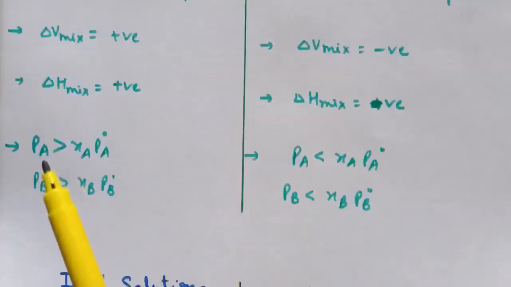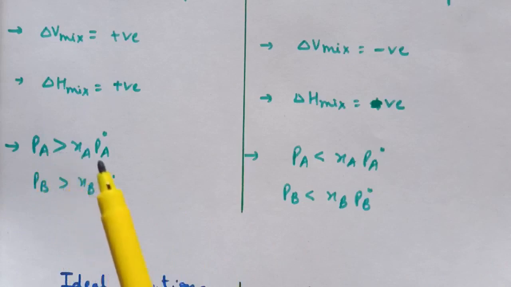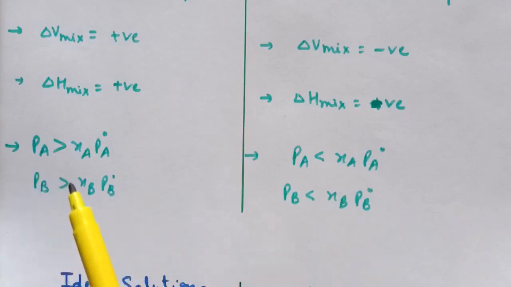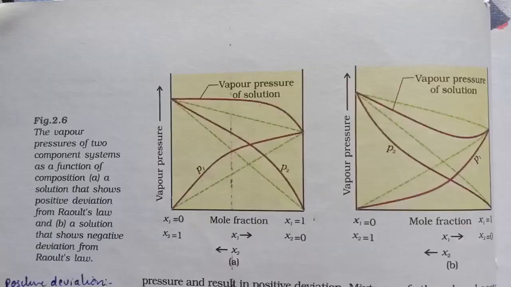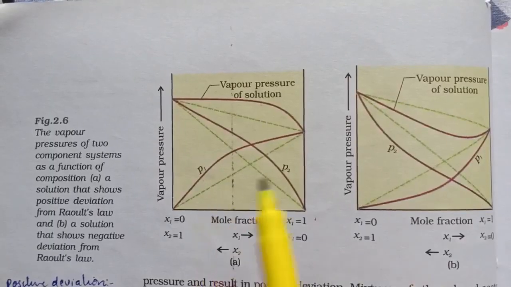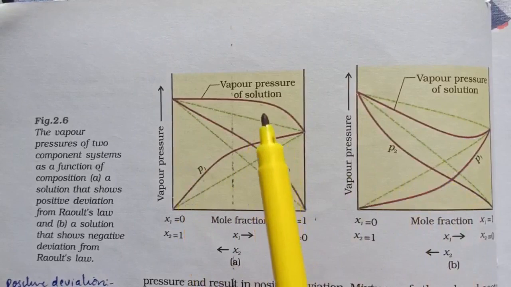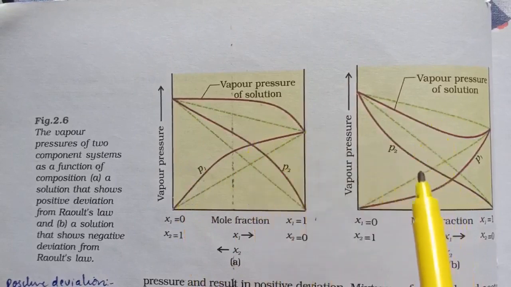And the partial vapor pressure for A is greater than XA into PA naught, and PB is greater than XB into PB naught. Whereas in case of negative deviation, PA is less than XA into PA naught and PB is less than XB into PB naught. So these are the two plots. First is for positive deviation and second is for negative deviation.